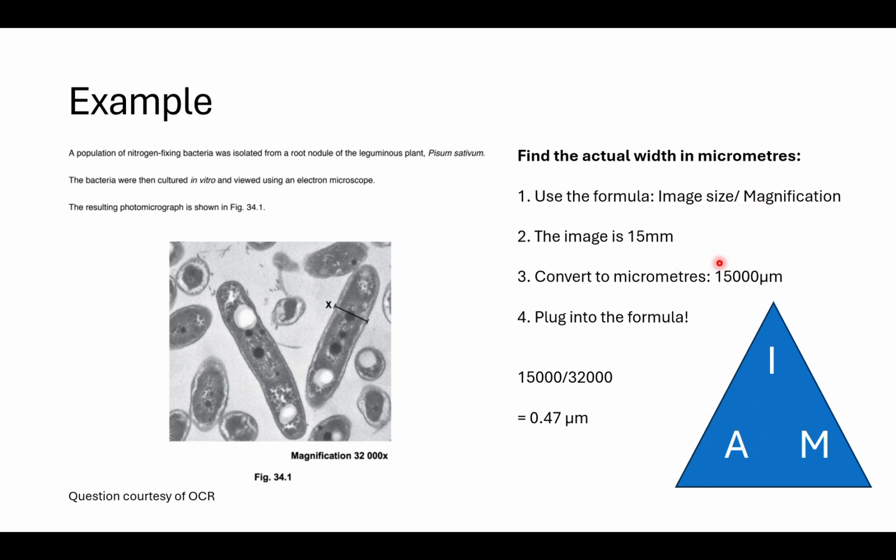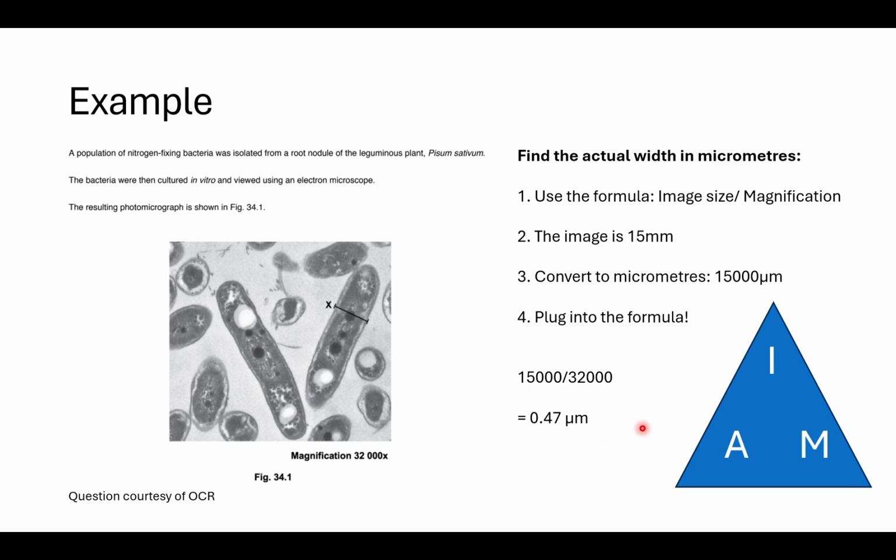Then we can convert it into micrometers. Like I said, that's a very important step. Convert it into micrometers so that everything's in the same units, and we are told to find the actual width in micrometers, so I needed to convert my image size into micrometers. Put it into the formula. 15,000 divided by 32,000 gives you 0.47 micrometers, which is the answer.